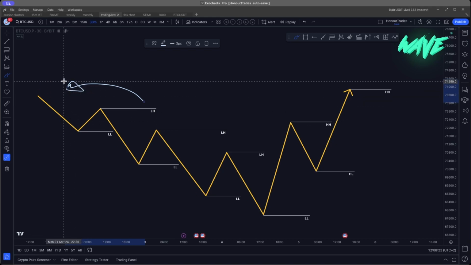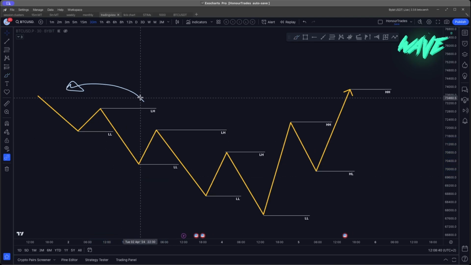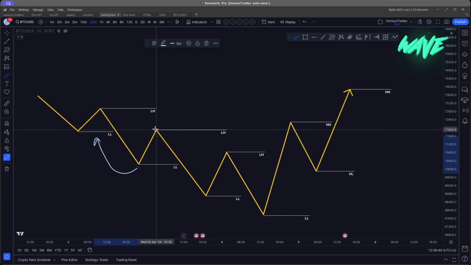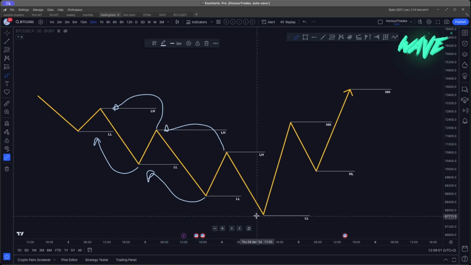And this is true for all the following. So all of the highs are in reference to the previous high and all the lows are in reference to the previous lows. Okay. So we have a lower high than the previous one. We have a new low that is lower than this one. We have a lower high lower than this one. We have a lower low lower than this one. And we have a lower low that's lower than the previous one. And we have another lower low that's lower than this previous one.